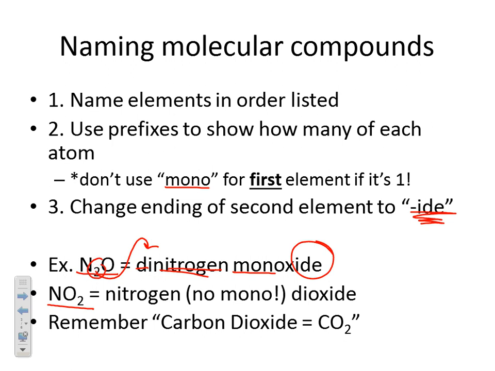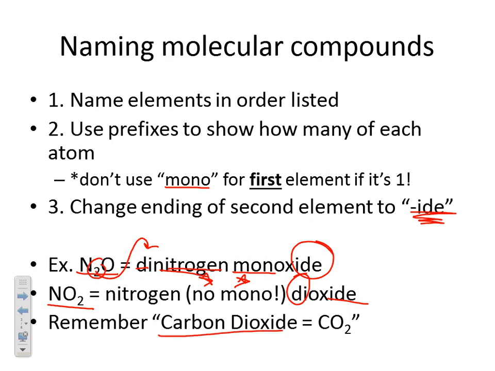If we had NO2, now, I would say nitrogen, and here's an example where I don't use a prefix for the first one because there's only 1. So I wouldn't say mononitrogen, I would just say nitrogen, but then I would say dioxide. So I do use prefixes on everything except if the first one has 1, and I'm changing that ending of the second one to end in "ide."